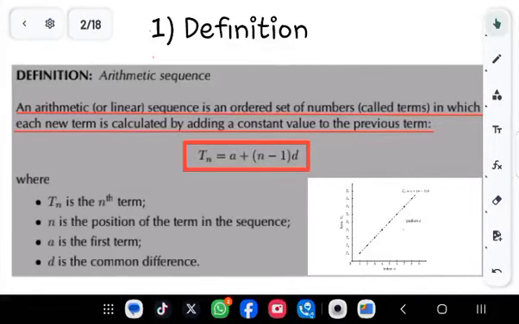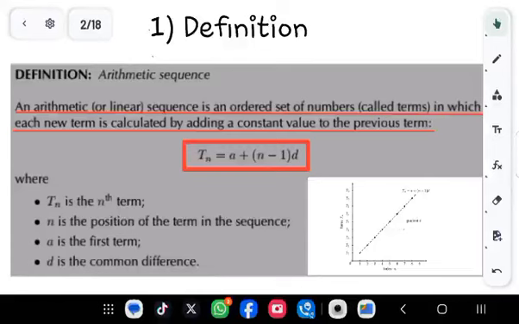Let's look at the definition of an arithmetic sequence. An arithmetic sequence, or linear sequence as it is sometimes referred to, is an ordered set of numbers called terms in which each new term is calculated by adding a constant value to the previous term, and that constant value is what we call the constant difference.